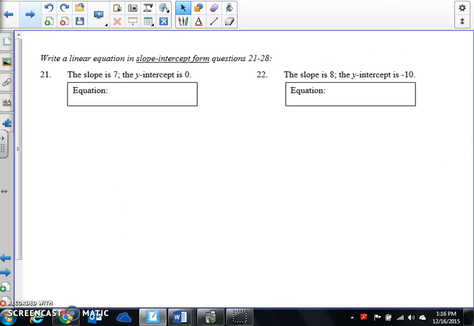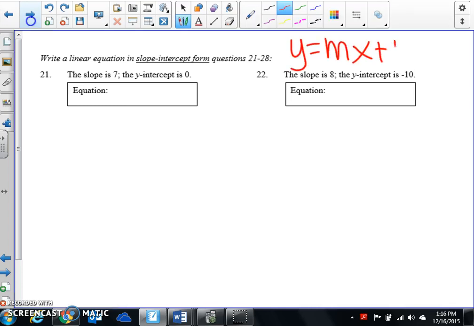All right, so we're writing each one in slope-intercept form. Slope-intercept form is y equals mx plus b. So these are like the earlier ones. You're just plugging in your information. So this is y equals 7x plus 0, which is just 7x. Over here, we've got y equals 8x minus 10.